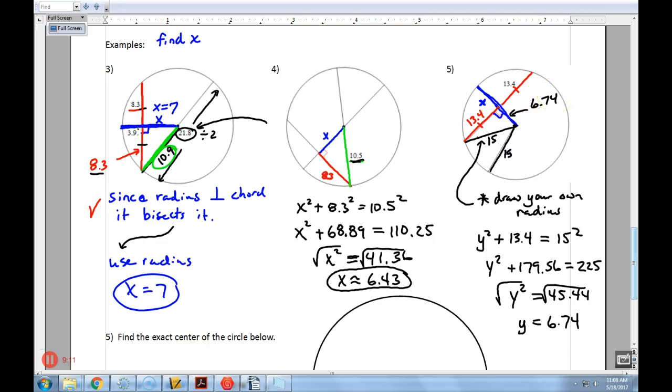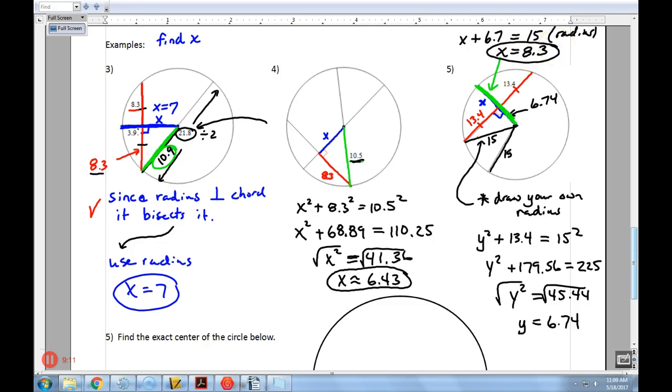So here's kind of how you close the deal. I need to figure out how long x is. And I know this whole green line right here is a radius. All right, that line right there, if the radius, so basically x plus 6.7 equals 15, okay, because it's a radius. And so I just minus 6.7 to both sides, and I get x equals 8.3.